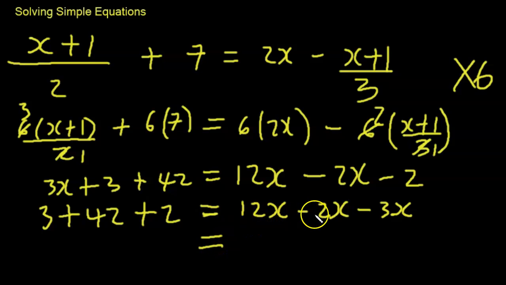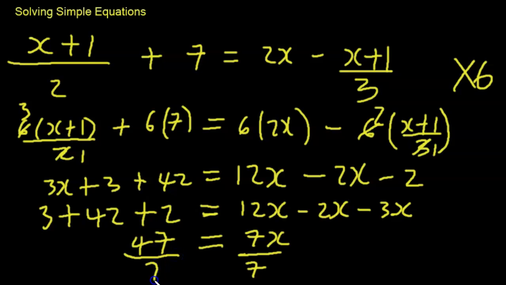So 12x take away 2x, that's 10x. And 10x take away 3x, that's 7x, right? Here, 3 plus 42, that's 45, right? And 45 plus 2, that's 47. Alright, so 47 equals 7x. Now, remember we're solving for x, so we want to get rid of this 7. So we divide both sides by what we want to get rid of, which is 7. And the other side also by 7.